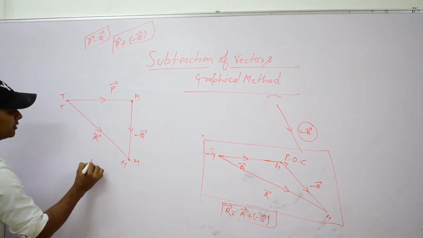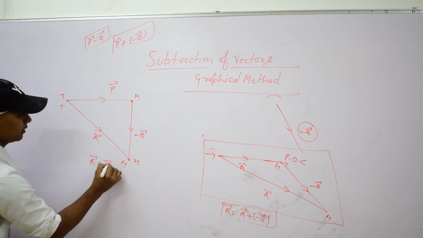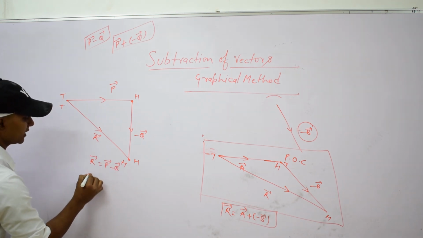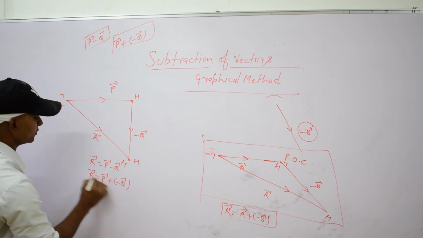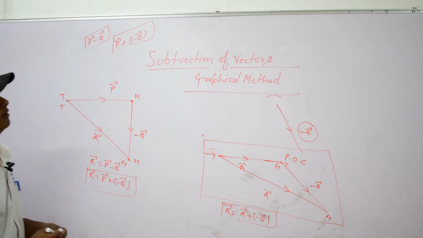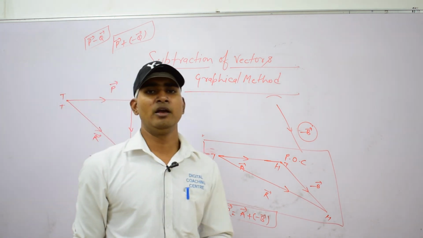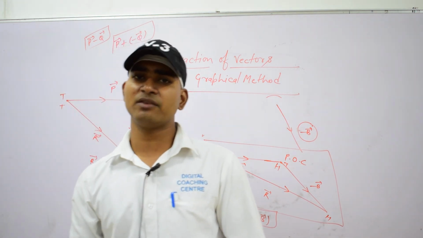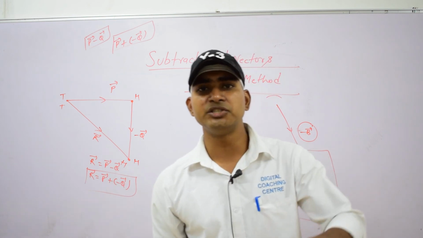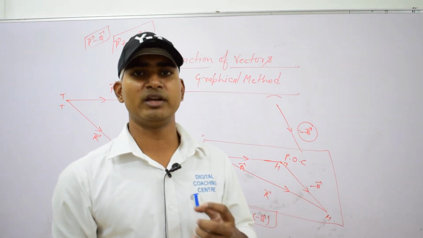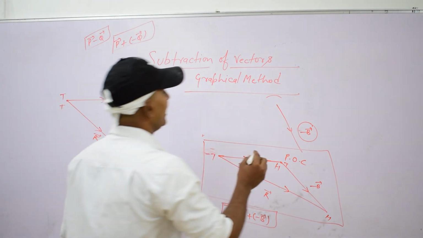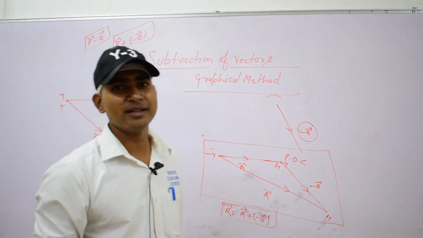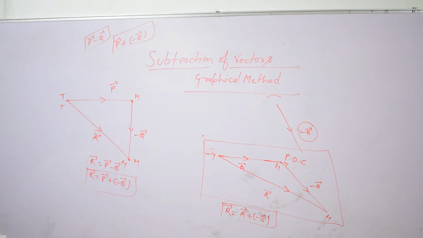Now the resultant R we can write as P minus Q, or we can write it in this form: R is equal to P plus or minus Q. So this is the graphical method of addition of the vector, which is nothing but just like addition, but we are changing the direction of one vector. We are just changing the direction of one vector. Okay, why the minus sign is coming, I can also explain to you.